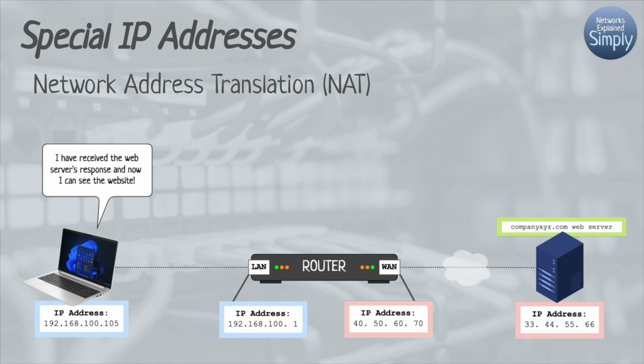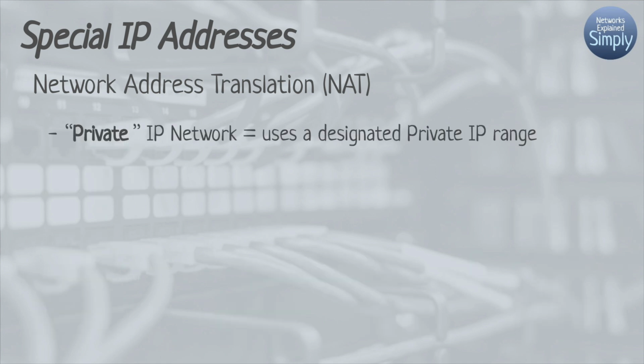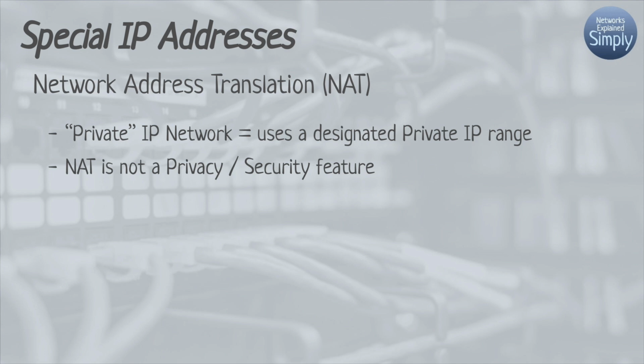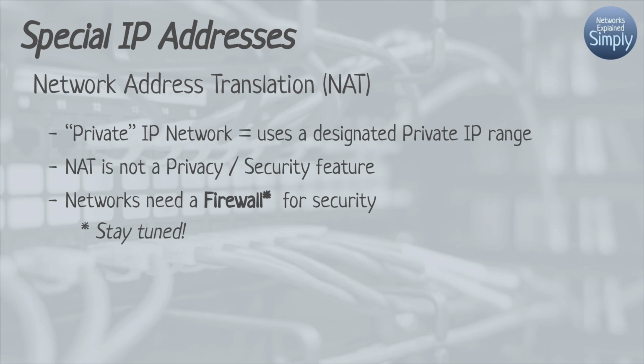Let's conclude with a final note about network address translation. When we describe an IP network as private, all we mean is that its IP range is within one of the designated private ranges of addresses. This does not imply anything about the privacy or security of our network, because network address translation is not a security feature. In order to keep intruders from accessing our private network without permission, we will need to use something called a firewall, which we'll cover in a future video.